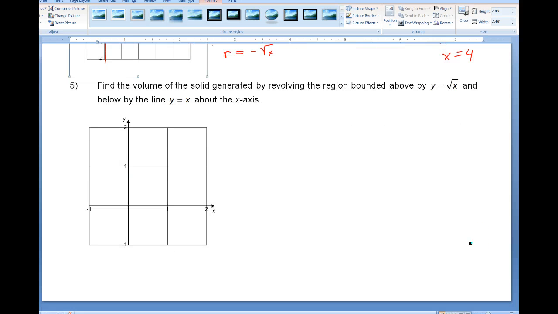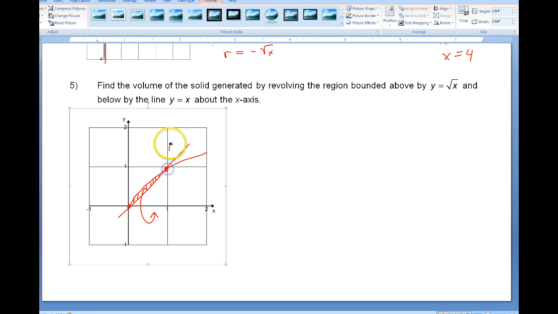Okay, last one. We have 1 minute left. Perfect. So we have square root of x. Looks like this. And y equals x. So it's like a really narrow, skinny piece. And we want to rotate this about the x-axis. Again, if you drew this well, this is 0, 0, this is 1, 0. So what's the volume? It goes from 0 to 1.